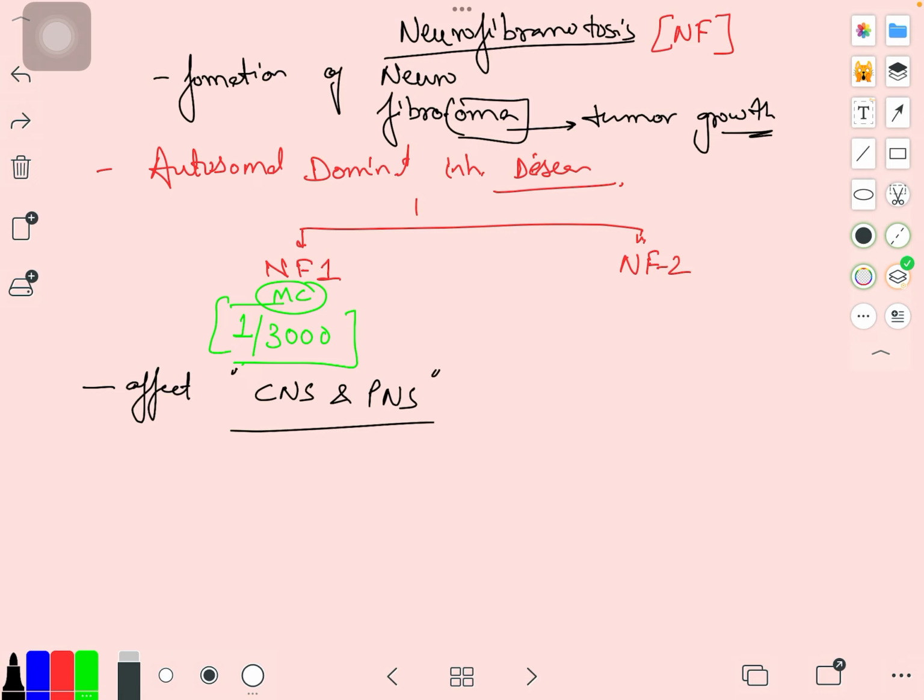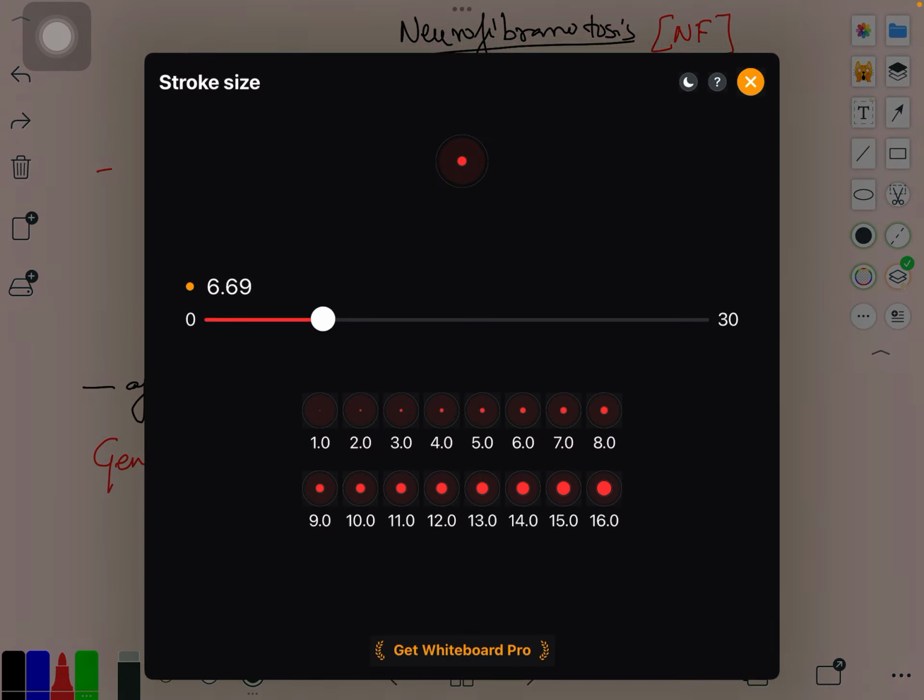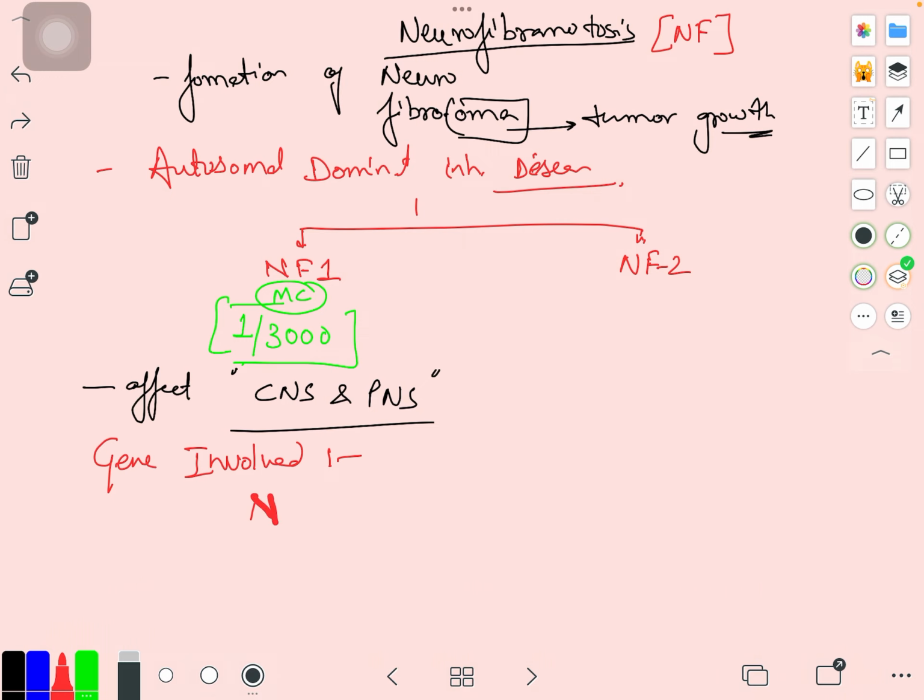Now, let's talk about the gene. So the gene involved, remembering it is very easy. For NF1 and for NF2. So NF1 is the NF1 gene. For NF2 it is the NF2 gene.